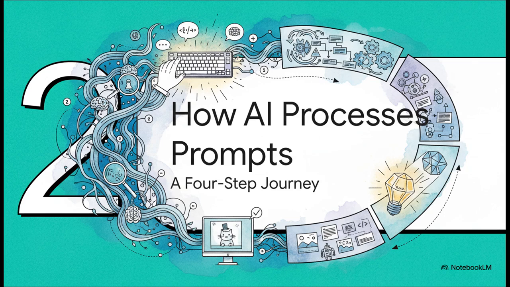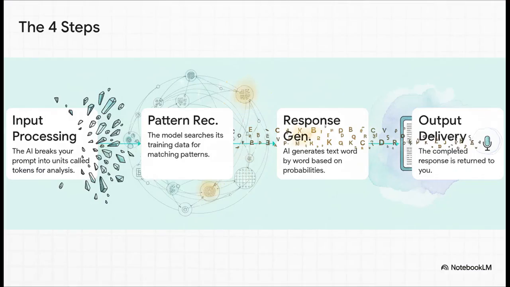It all becomes crystal clear when we look at the 4 steps that happen in a flash every single time you hit enter on a prompt. And this happens in an instant. So first, your prompt gets broken down into these tiny little pieces called tokens. You can think of them like Lego bricks of language. Then, the AI just scours its massive training data looking for similar patterns. After that, it starts building a response, predicting the most likely word to come next, and then the next, and so on. Finally, it puts all those words together and delivers the complete output right back to you.